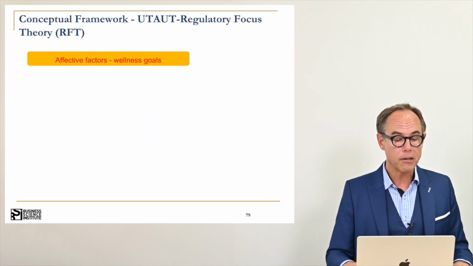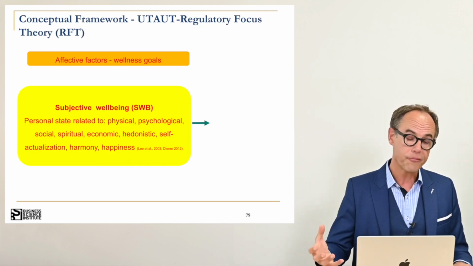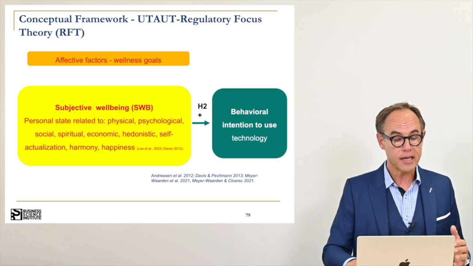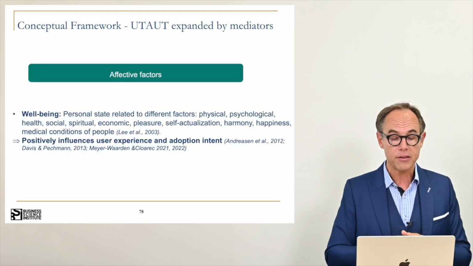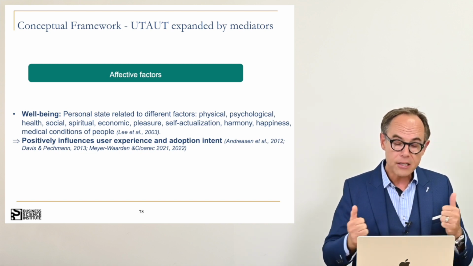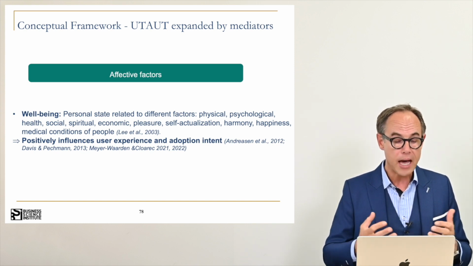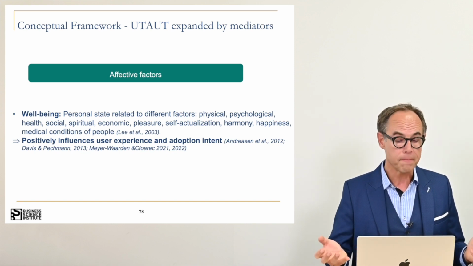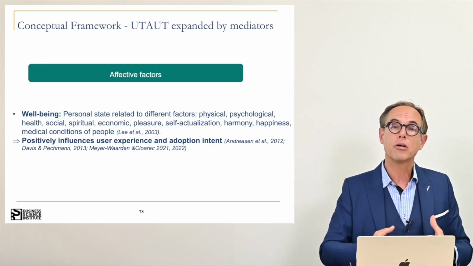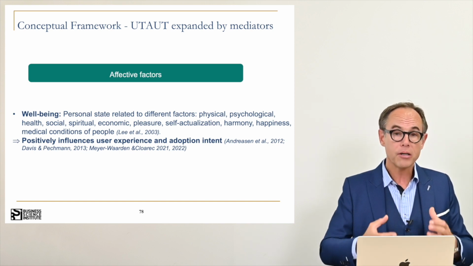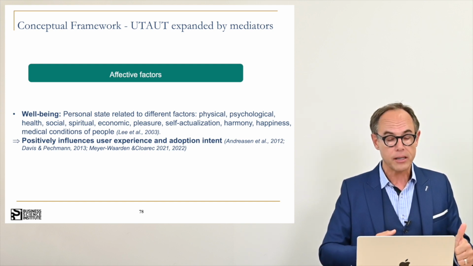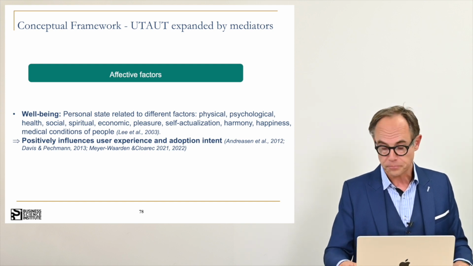Then we enhance our model with affective factors, so theories of well-being, transformative theories of well-being. Well-being is conceptualized as a personal state related to different factors: physical well-being, psychological well-being, health, social well-being, economic well-being, pleasure, self-actualization, harmony, happiness, medical conditions. So it's a very broad concept, which has been conceptualized in economics for a while. We also use it in our research, and for us it's more the psychological and the physical well-being, but also economic well-being due to the price.